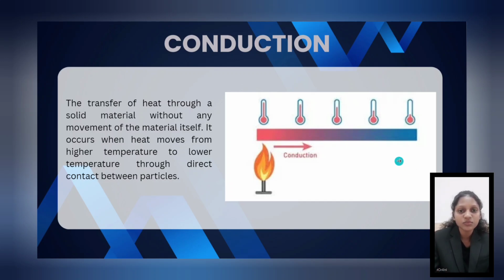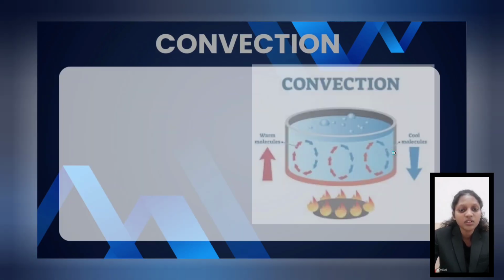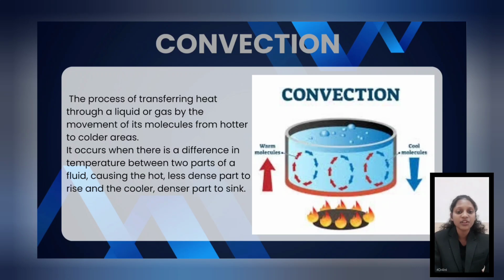Now we are going to see what is convection. Convection is when heat moves through liquids or gases. Hot air or water rises because it is lighter. Cool air or water sinks because it is heavier. This creates a cycle of rising and falling movement. A good example is boiling water on the stove. Convection also happens in the air, like in weather patterns.